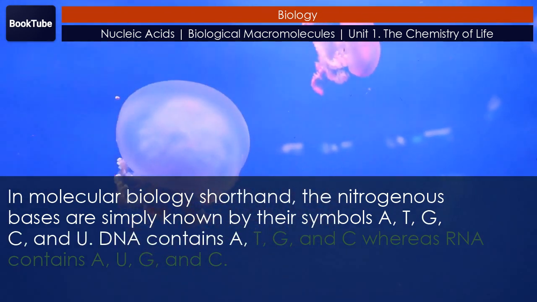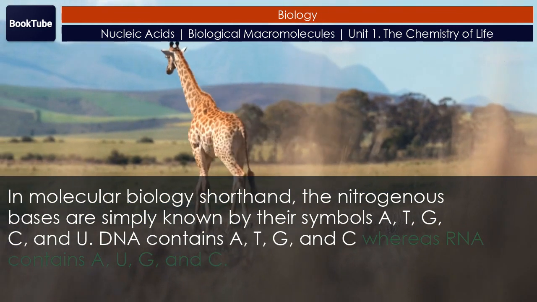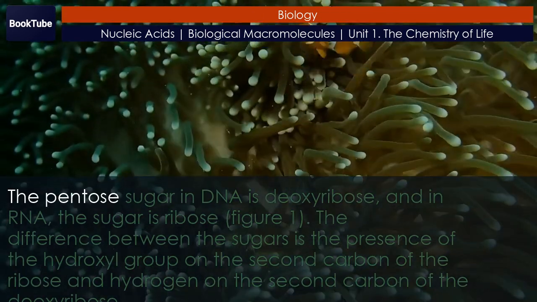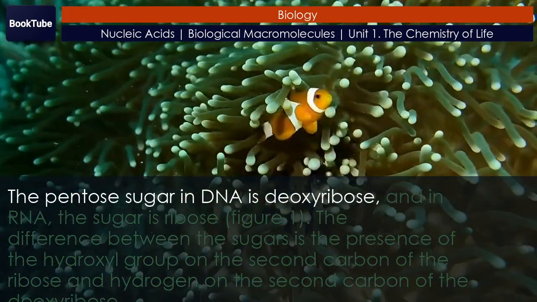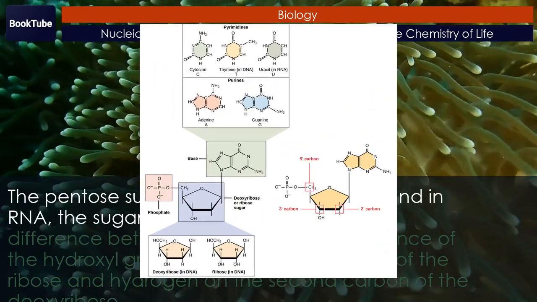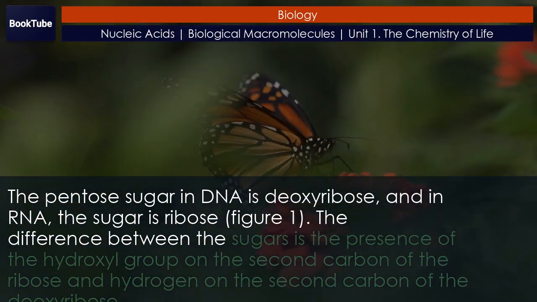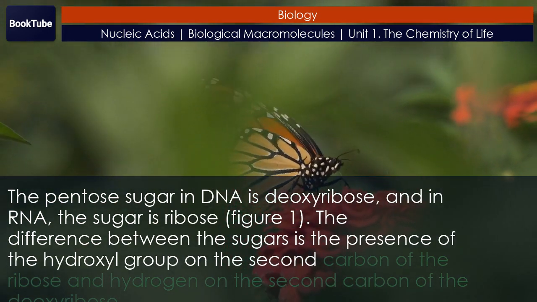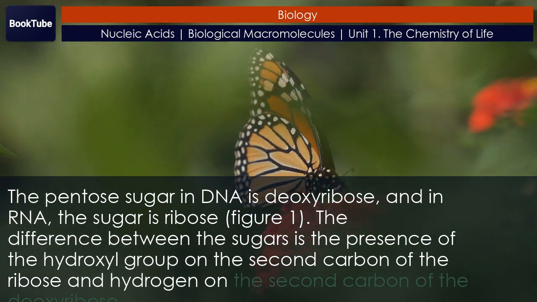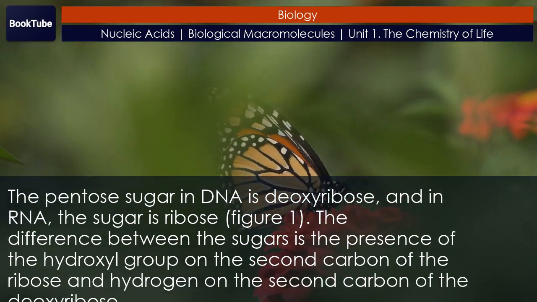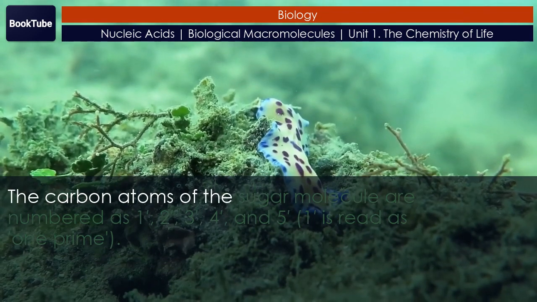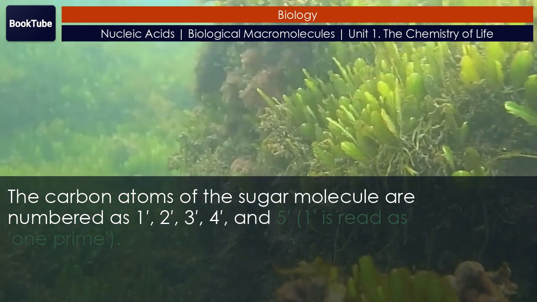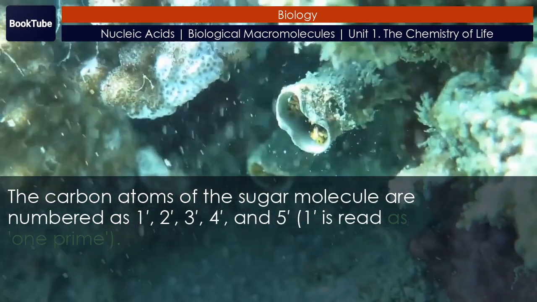DNA contains A, T, G, and C, whereas RNA contains A, U, G, and C. The pentose sugar in DNA is deoxyribose, and in RNA, the sugar is ribose. Figure 1. The difference between the sugars is the presence of the hydroxyl group on the second carbon of the ribose and hydrogen on the second carbon of the deoxyribose. The carbon atoms of the sugar molecule are numbered as 1', 2', 3', 4', and 5'. 1' is read as 1 prime.